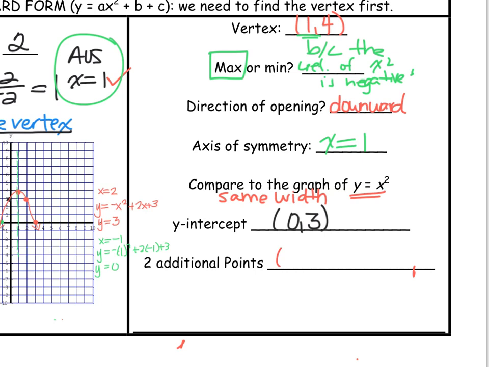So 2 additional points that I have for graphing this. I had the point 2, 3, which is this one right here. And I also had the point negative 1, 0, which is this one right here. And just by using the shape of the graph, a third point can be 3, 0, which is this point right here. So without making a table, we can use the axis of symmetry, the vertex, and the y-intercept to graph our quadratic function.